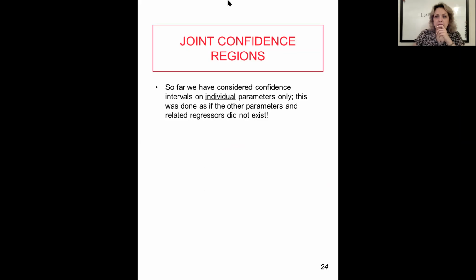So here is the joint confidence region. So far we have considered confidence intervals on individual parameters. Like we would say that this is a confidence interval on beta 0, this is a confidence interval on beta 1. So we would have the standard error of each of those individual parameters, and we would have the confidence interval for them, right? This was done as if the other parameters and related regressors did not exist, but in reality, it's not like that. So we have some joint confidence region as well.